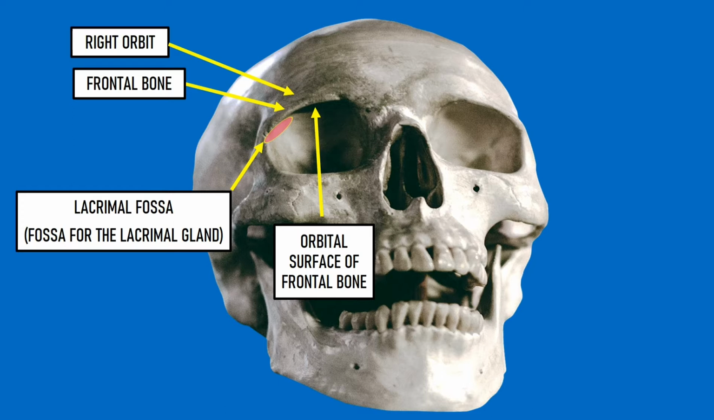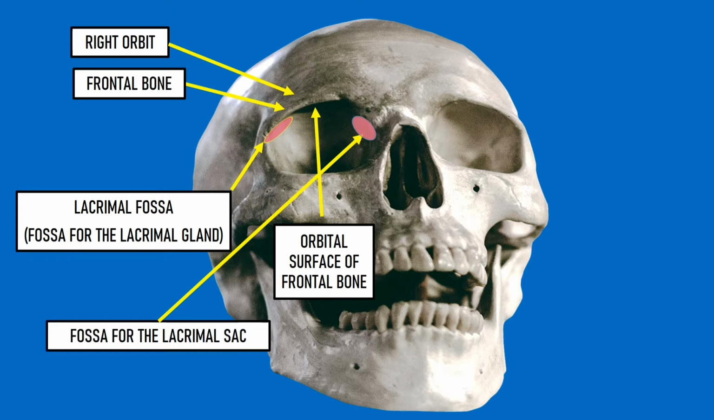There is another lacrimal fossa that is present on the surface of the skull that lies along the medial wall of the orbit. Do not confuse this one with the other lacrimal fossa where the lacrimal sac is located. That is known as the fossa for the lacrimal sac, while this is the fossa for the lacrimal gland.